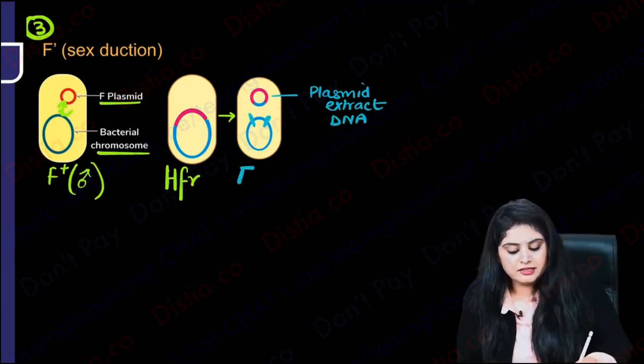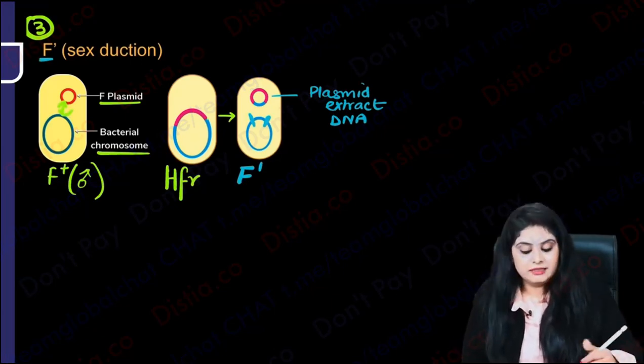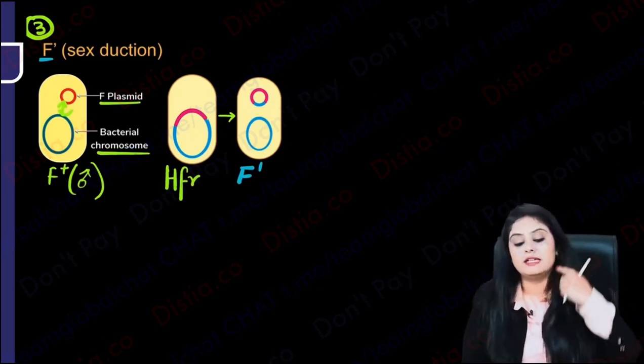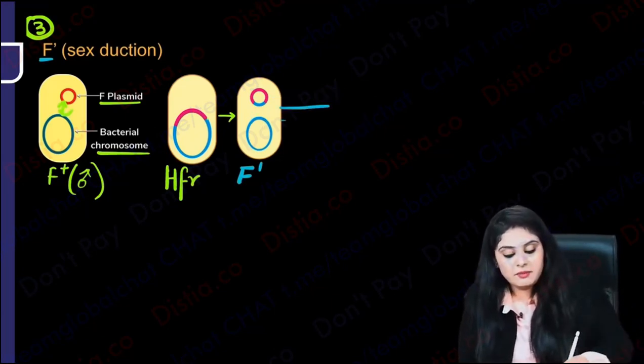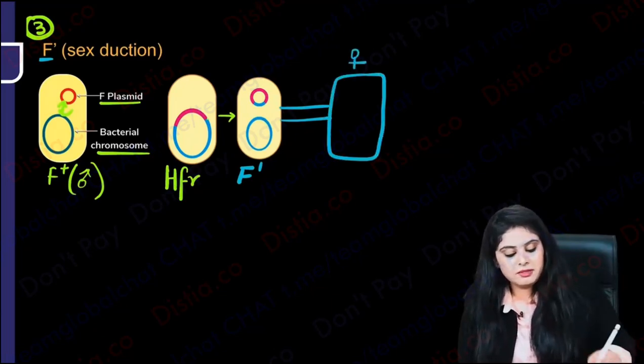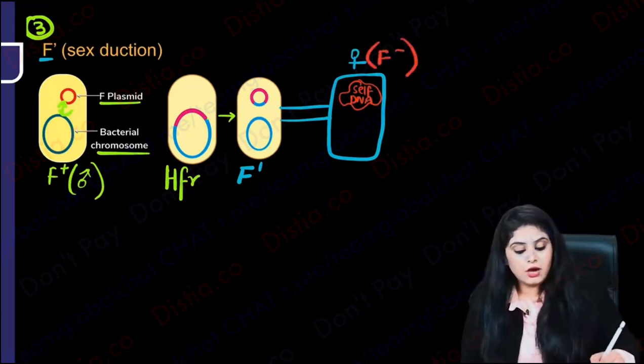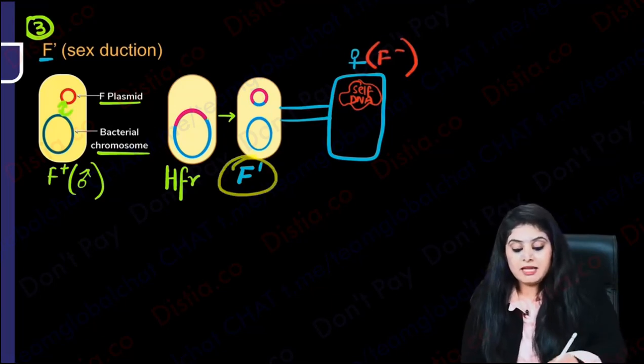So can I say this cell is now known as an F prime cell? This cell is now known as an F prime cell, which has a little combination in it. Now when you make an F prime cell fuse with or conjugate with a female, who is a female? Female is someone who definitely has her own DNA, but doesn't have any fertility factor. She's F negative. So now you are planning to combine F prime with F negative.